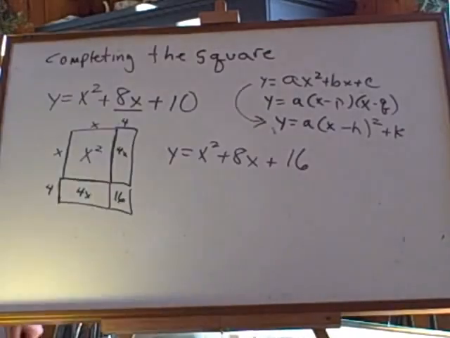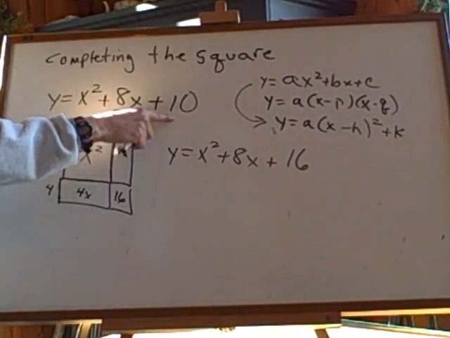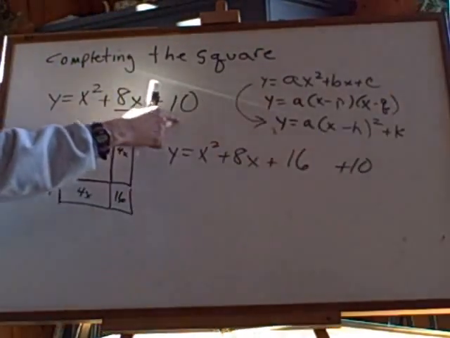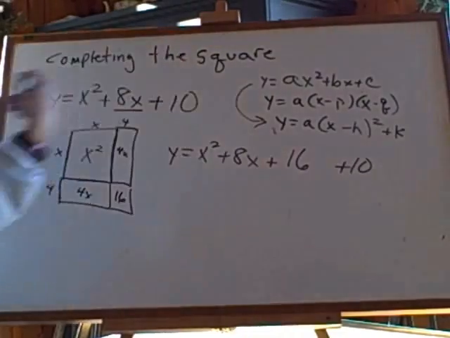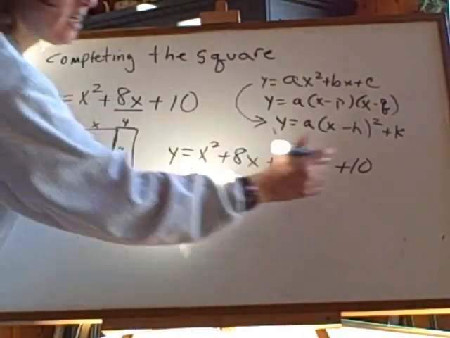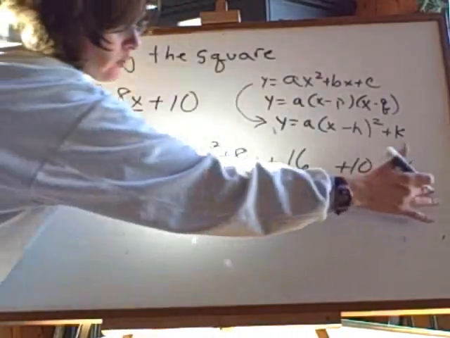But what was it really? x squared plus 8x plus 10. So I'm putting my plus 10 over there because that's what it really was. And right now I'm just totally illegal because I added 16. That's not legal, so what do I have to do? I have to take away 16. This is all one long equation.